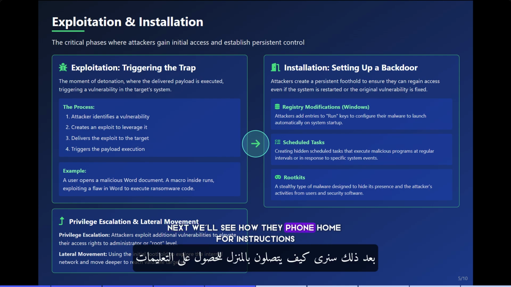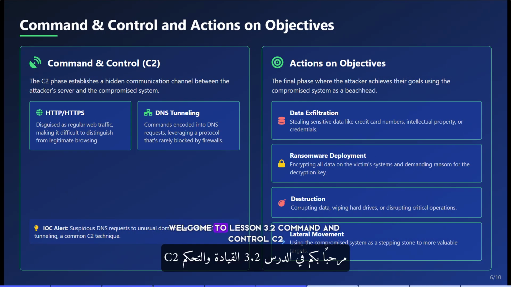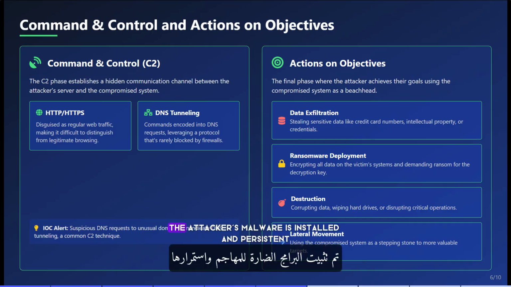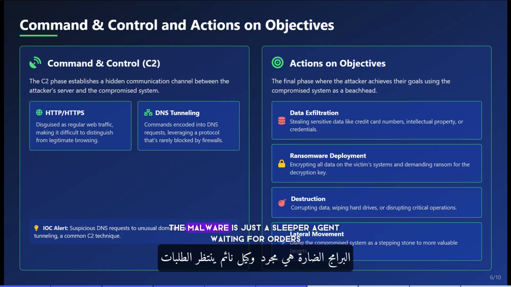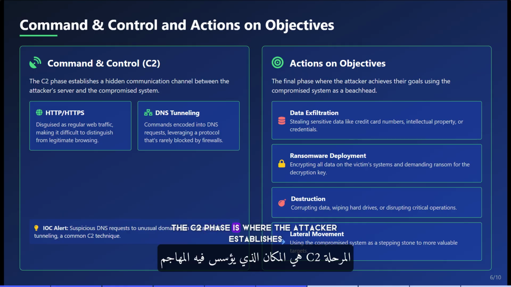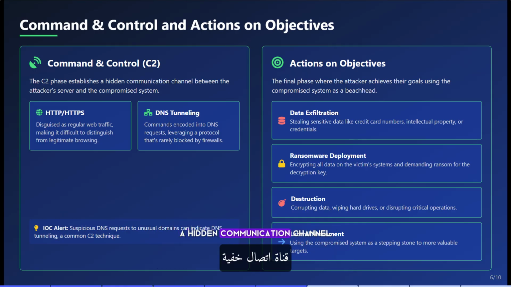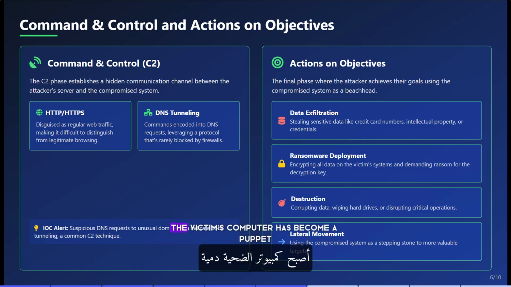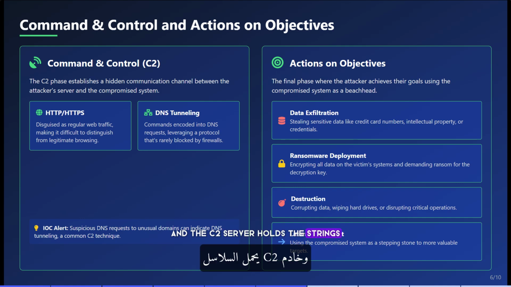Next, we'll see how they phone home for instructions. Welcome to Lesson 3.2, Command and Control, C2, the Puppet Master's Strings. The attacker's malware is installed and persistent. Now what? The malware is just a sleeper agent, waiting for orders. The C2 phase is where the attacker establishes a hidden communication channel to the infected machine, allowing them to send commands and receive stolen data. The victim's computer has become a puppet, and the C2 server holds the strings.